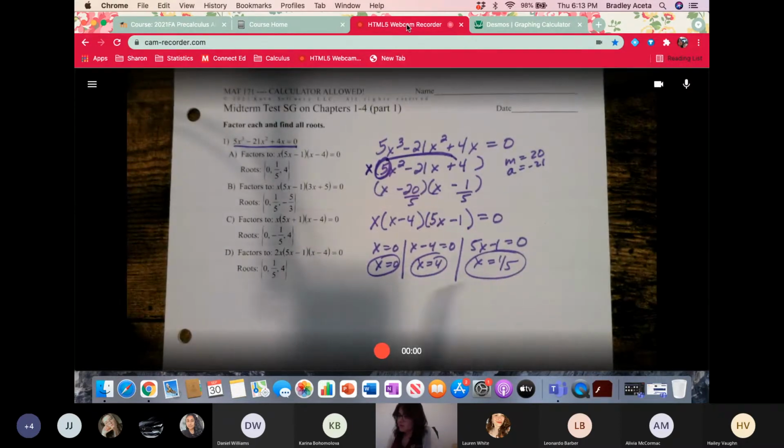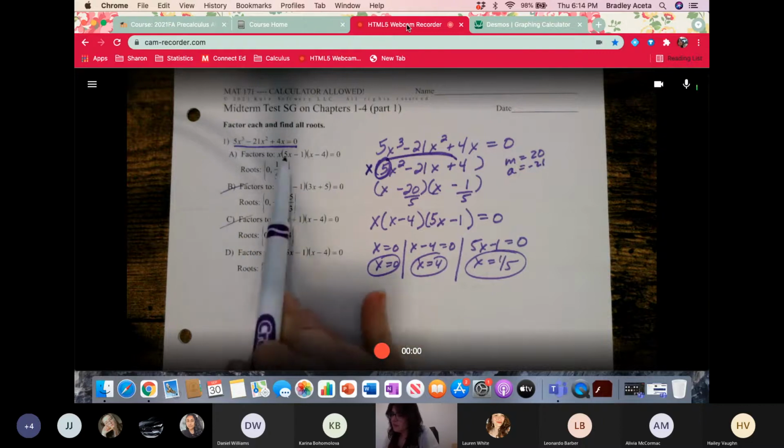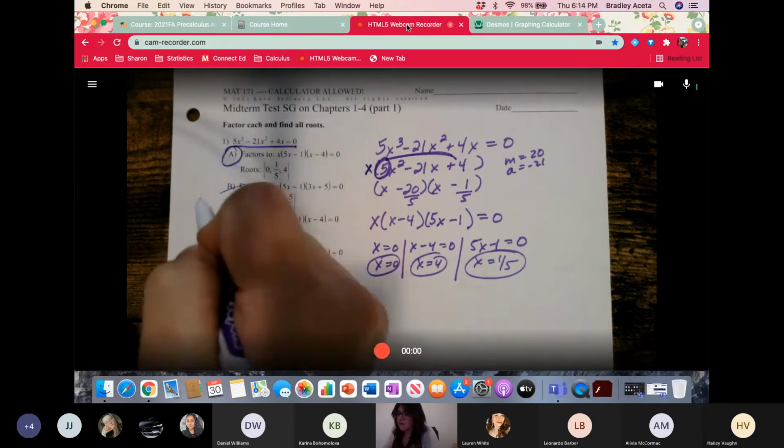So that answer is, well, let's see, 0, 1/5, and 4. Not that bad, that one. Now let's look at how we factored it. X, 5x minus 1, and x minus 4. It's this one because that one is not the correct answer, so A.